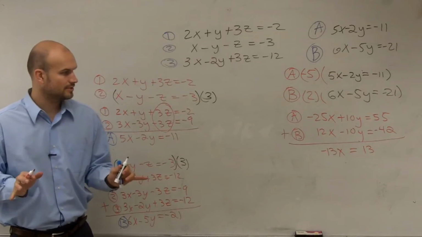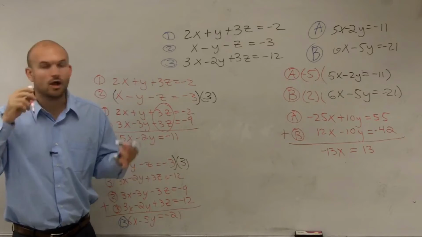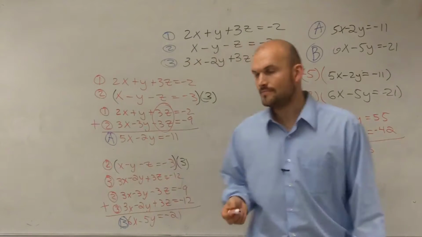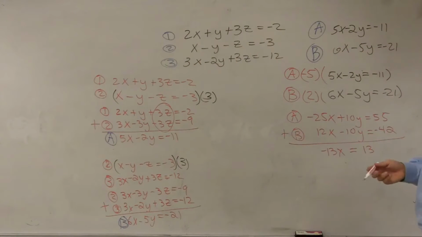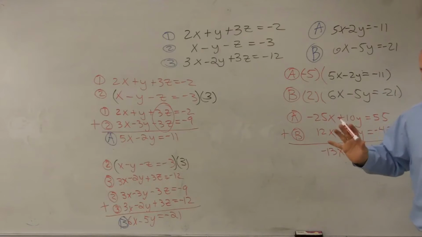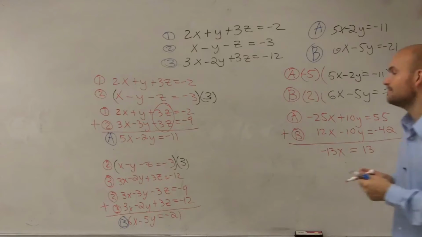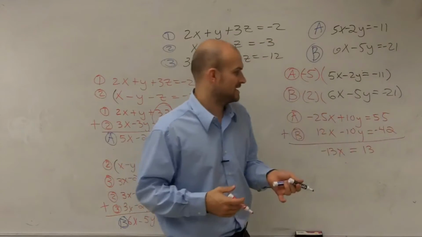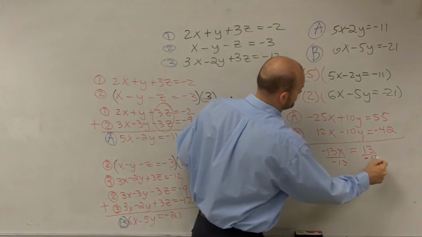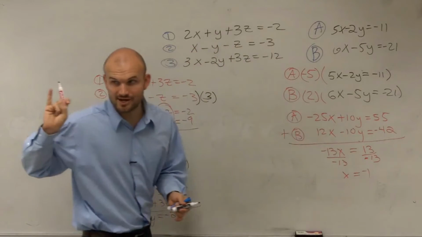Question? No? You good? Does everybody kind of see what I'm doing? All I'm doing is I'm doing elimination. Okay? There's multiple different ways to do it. So your work could be totally different, but you still get the right answer. Okay, it's very possible with a problem like this. It's very easy to mess up. So now I just divide by negative 13. X equals negative 1. So now I know what one answer is, right?